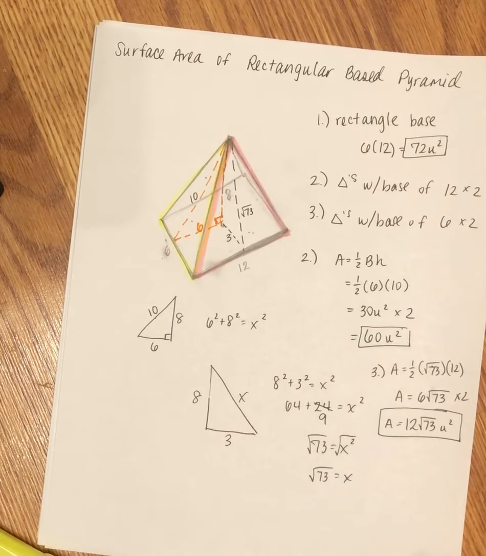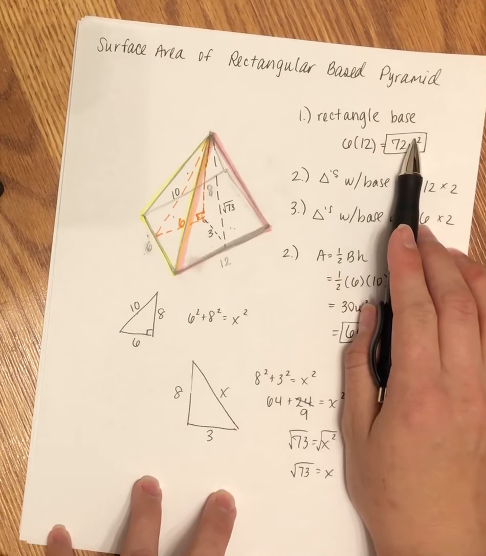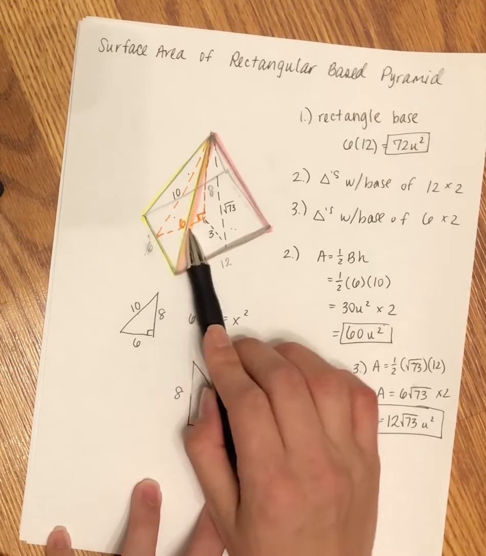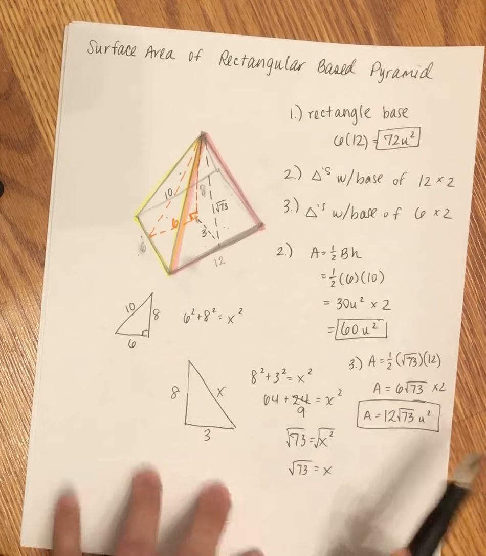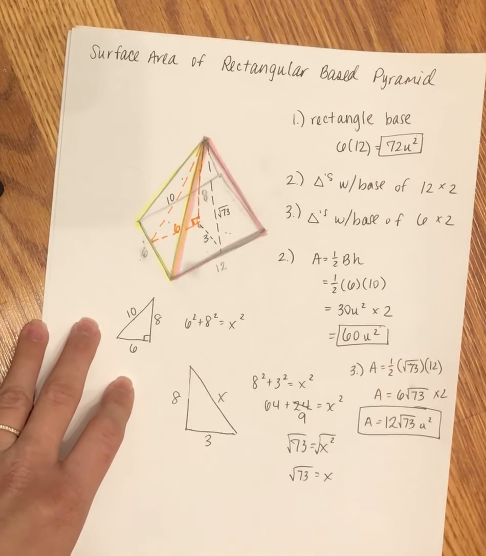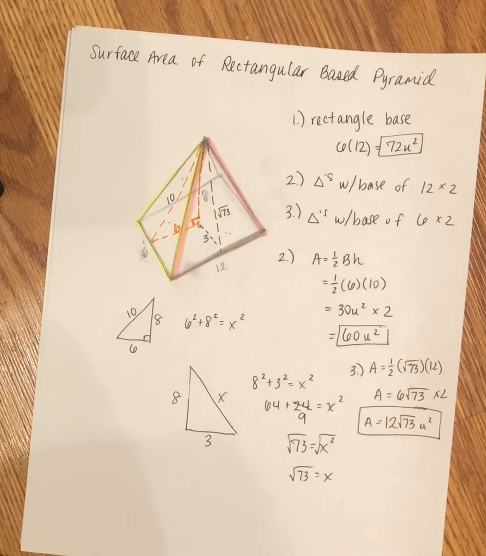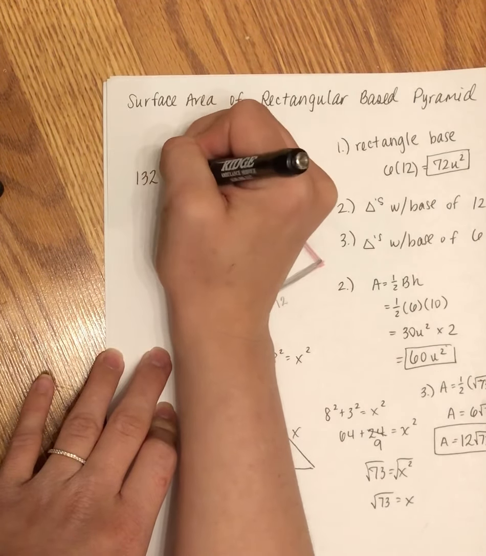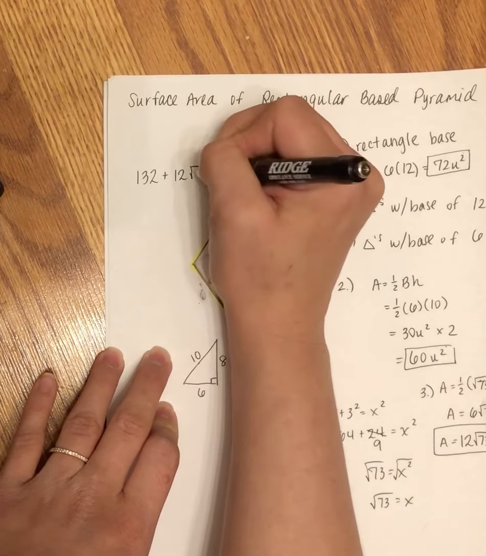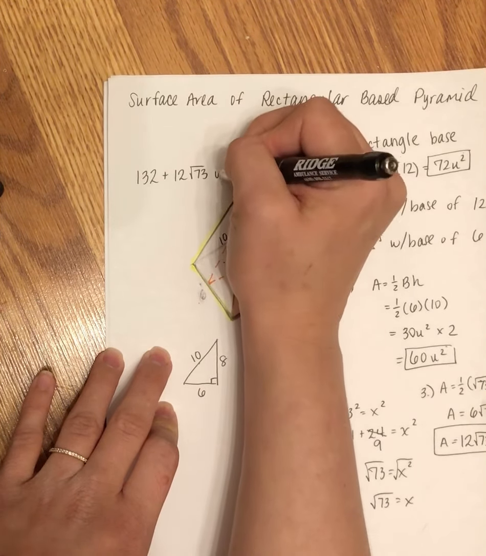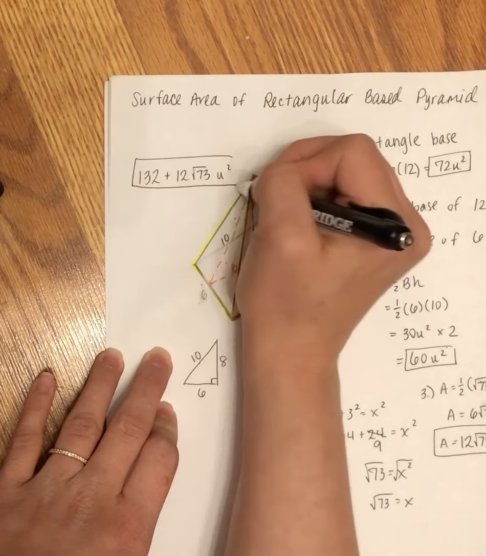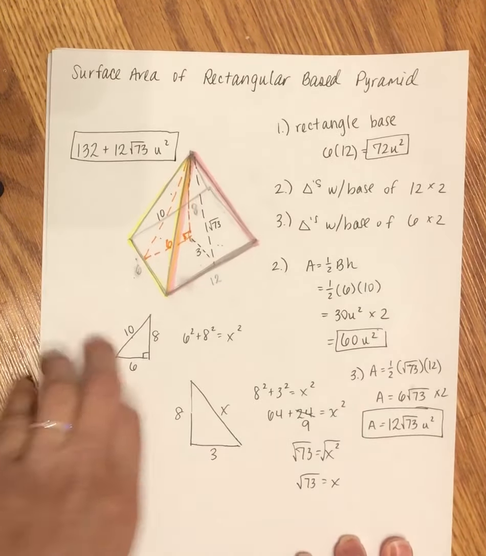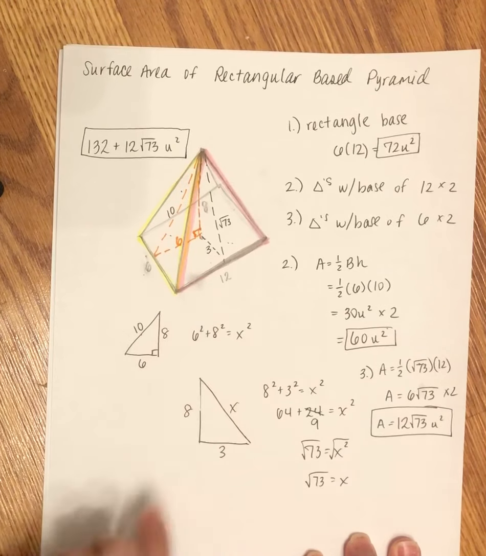Now I have all 6 faces: my rectangular base, my 2 triangles that were yellow, and the 2 triangles that were pink. Now I can sum all those together. The only values that can combine are the 72 and the 60 to give us 132, plus my 12 times the square root of 73 units squared. So that would be my total surface area of this rectangular base pyramid in exact form.